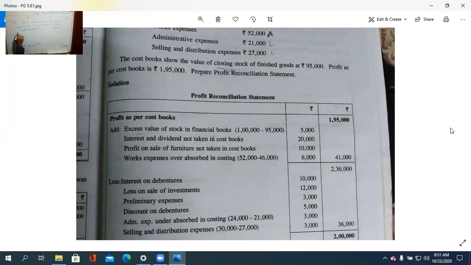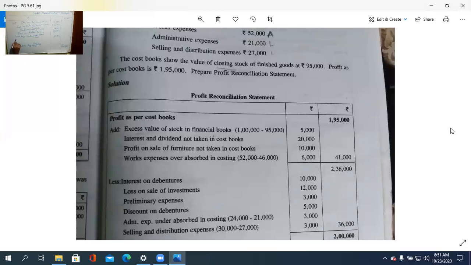Then discount on debentures, 5,000. Then administration expenses. Over absorbed or under absorbed, because financial books and cost books differ. So administration expenses are under absorbed in costing. How much is it? 24,000 minus 21,000, so 3,000.